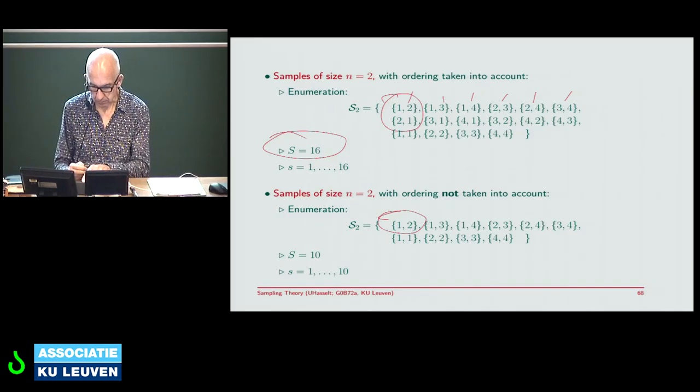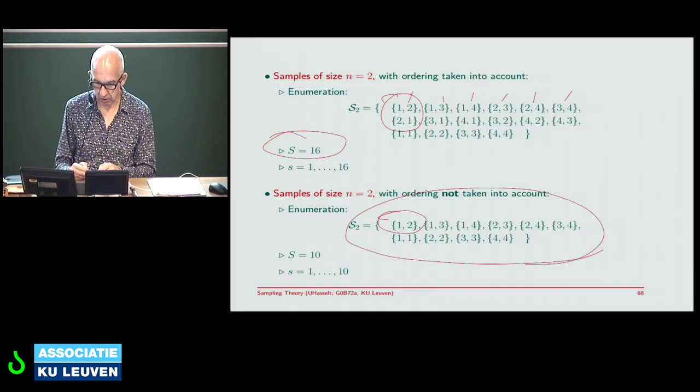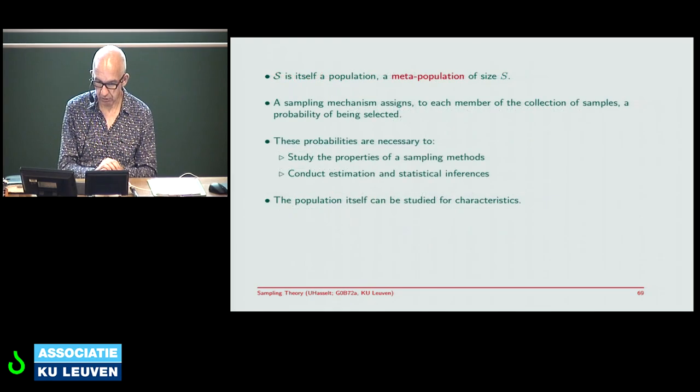So, if we take ordering into account, we have 16, but if we don't, we only have 10 samples. 6 heterogeneous samples, which in this case can only mean that the 2 units are different, and 4 homogeneous samples, meaning that the 2 units are the same. So, again, calligraphic S is a population, a meta-population, a synthetic population that describes not just the population, it also describes the samples we are going to be able to take from it.